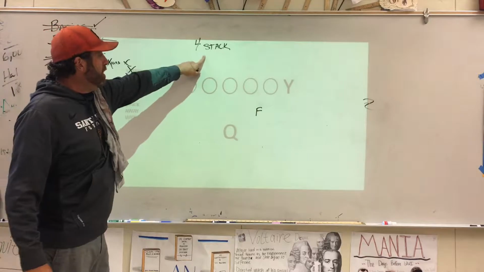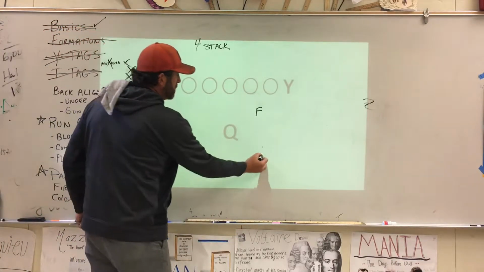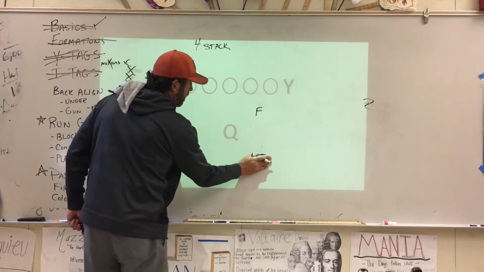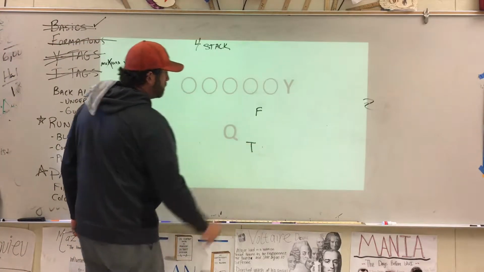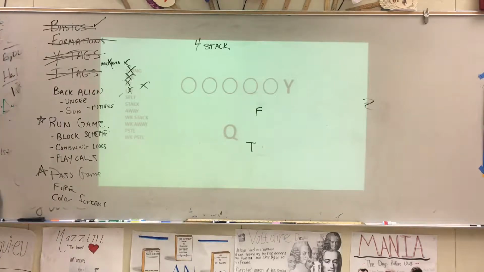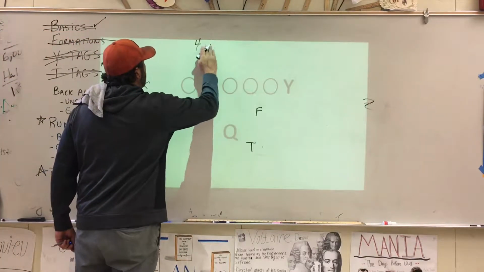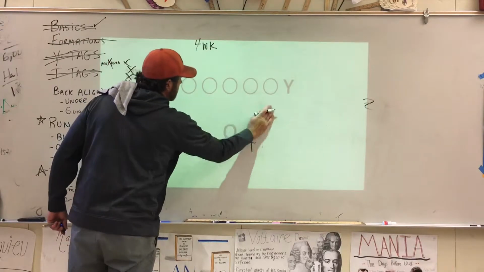The stack part is for the T. He is going to stack behind him, just behind the quarterback, about a half a yard. Quarterback's heels are at 5. This guy's just behind him here. That's our stack. If we want to move it to the other side, we tell the fullback it's 4 weak.